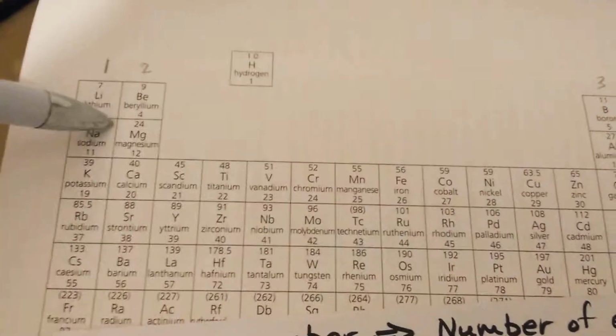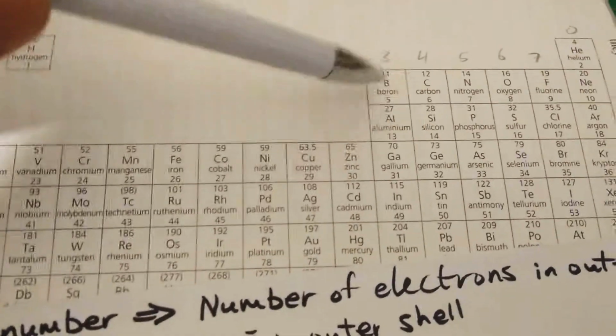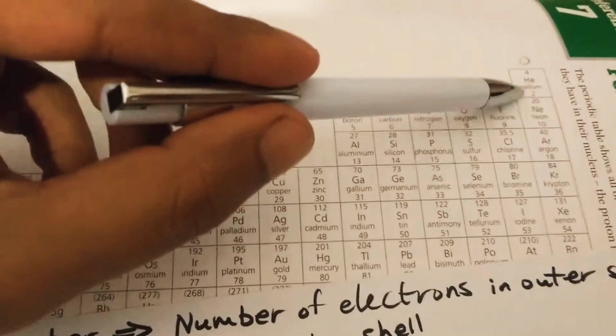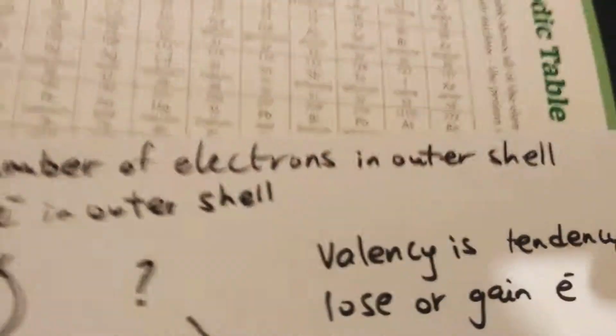So this first column is group 1, this is group 2, and then you have group 3, 4, 5, 6, 7, and then you have group 8. Now, what does the group tell you? The group number tells you the number of electrons you have in the outer shell. Okay, let's look at a few examples.